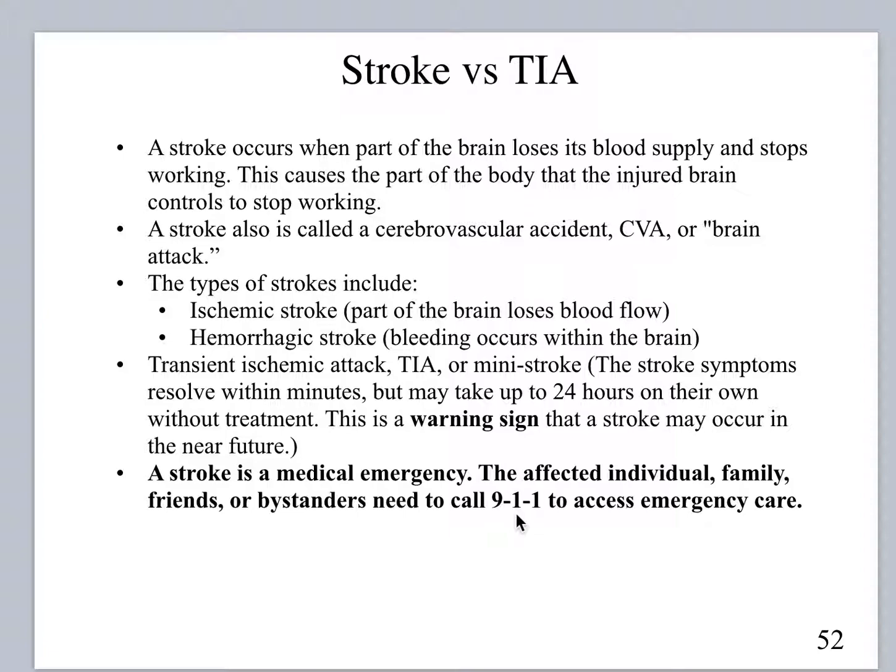The definition of a TIA is basically a stroke that only lasts 24 hours. It's still very serious to have a TIA. It's just fortunate that it didn't last, but it may be a warning that a stroke may be present in the near future. So a TIA should be evaluated also.